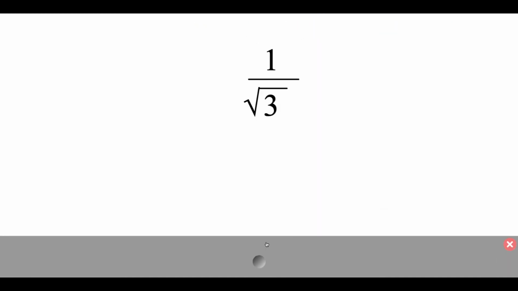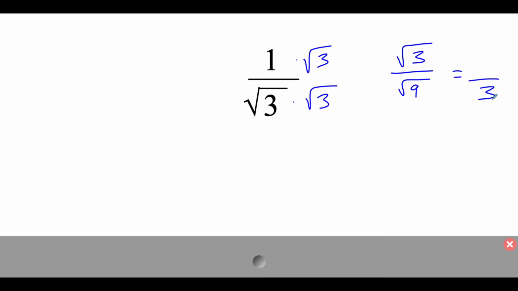So here we've got 1 over the square root of 3. We don't want to leave that square root of 3 on the bottom, so we're going to multiply top and bottom by the square root of 3. So on top, 1 times the square root of 3 is just the square root of 3. On bottom, when we take the square root of 3 times the square root of 3, we get the square root of 9. But on bottom, that square root of 9 just turns into a regular 3. And then on top, we still have the square root of 3.